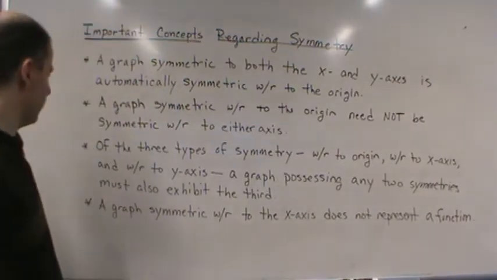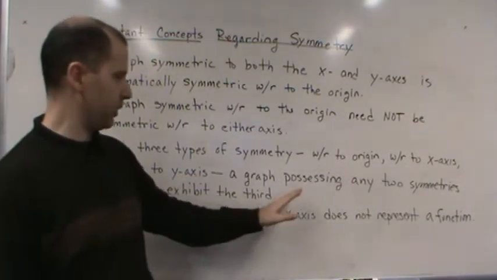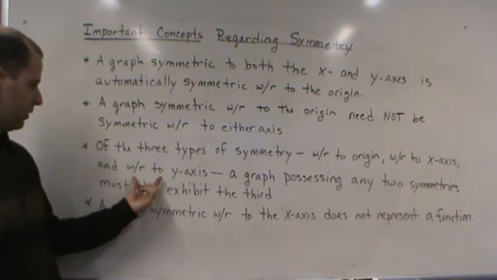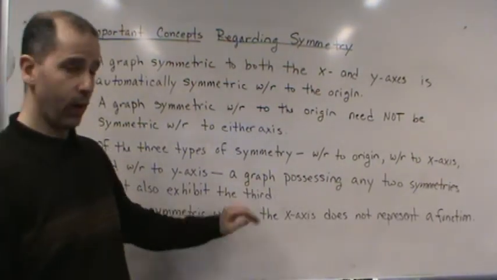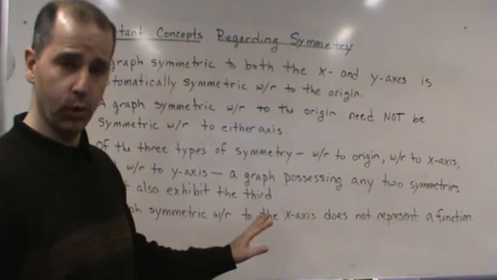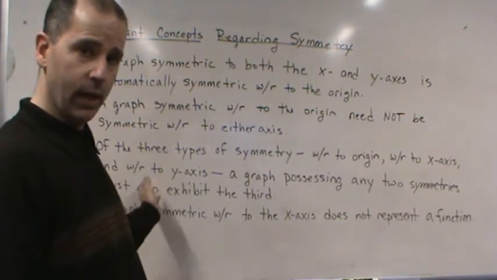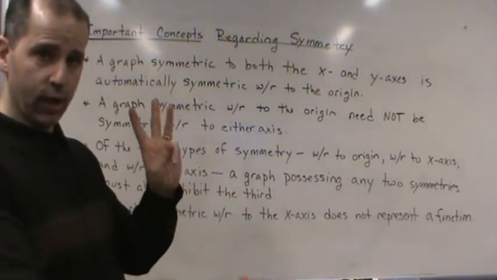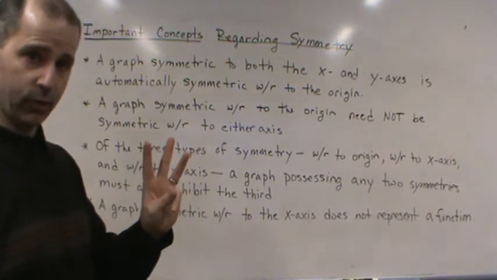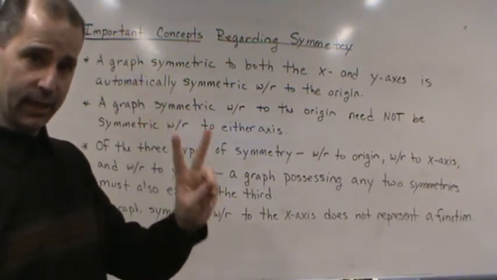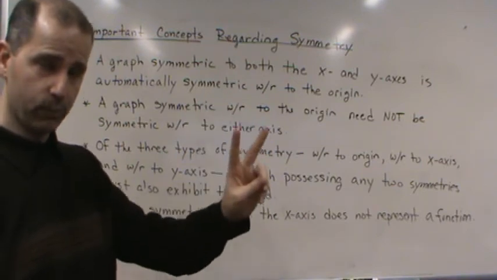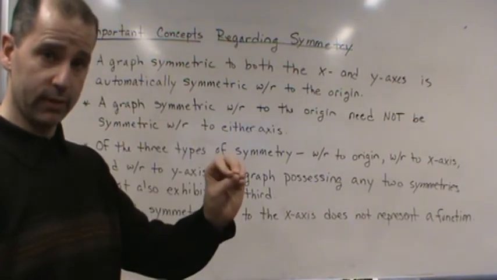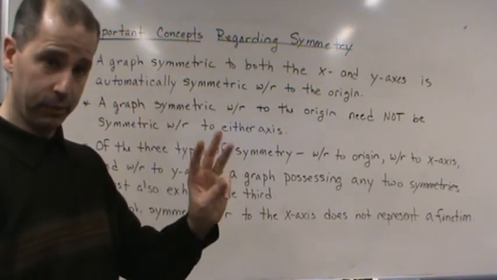The third one says, of the 3 types of symmetry, with respect to the origin, symmetric with respect to the x-axis, and symmetric with respect to the y-axis, a graph that possesses any 2 of those symmetries must also exhibit the 3rd symmetry. So if you have 2, you automatically get the 3rd one. That's what that's saying. So if you find that the equation of a graph shows any 2 of the symmetries, then you automatically must have all 3.